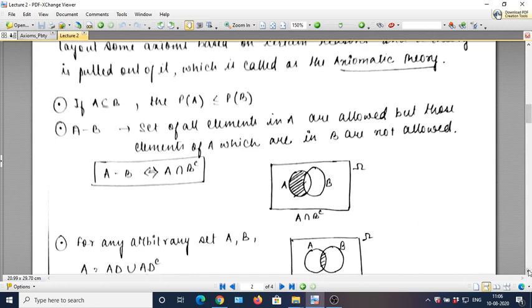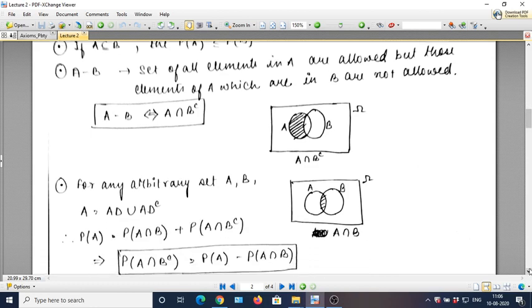Next, if you look at the set A minus B, which is the set of all elements in A but not present in B, then we can always express the set A minus B as A intersection B complement. If you look at this Venn diagram, you have the set A here and B here. So B complement is everything that is outside B, and if you only include those which are in A and outside B, then that will correspond to the set A intersection B complement. So with this idea, we can also arrive at one useful property.